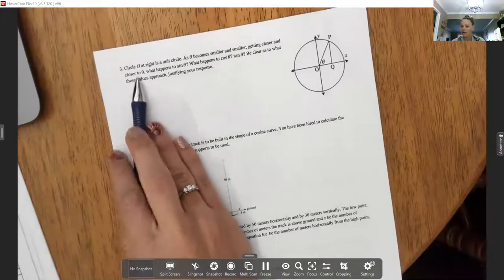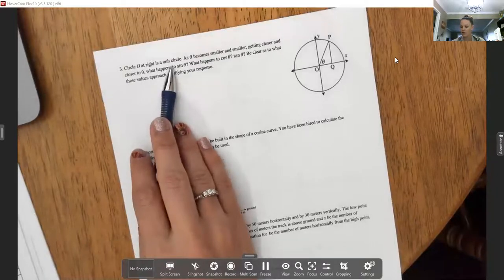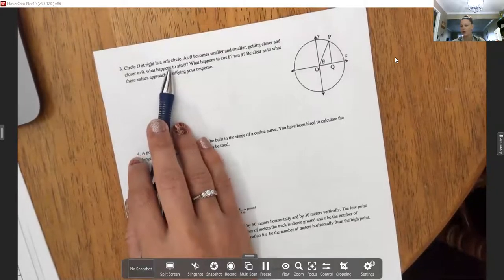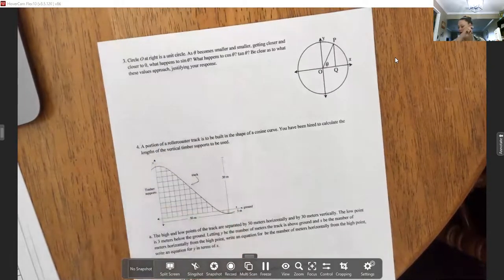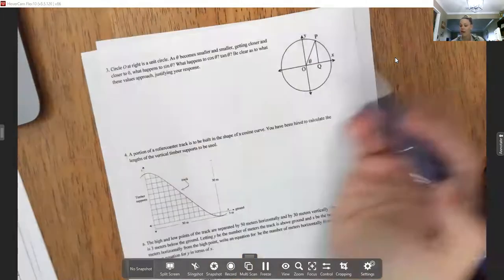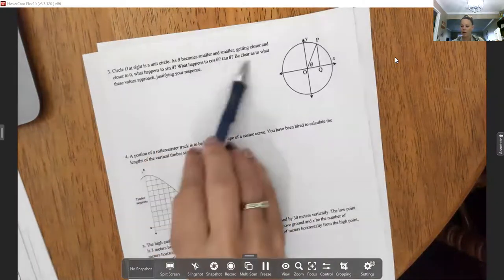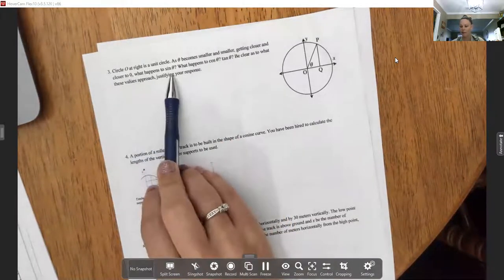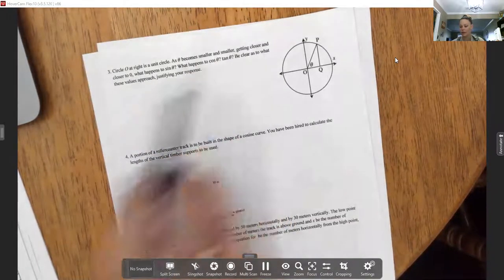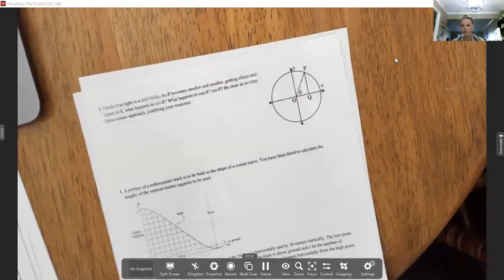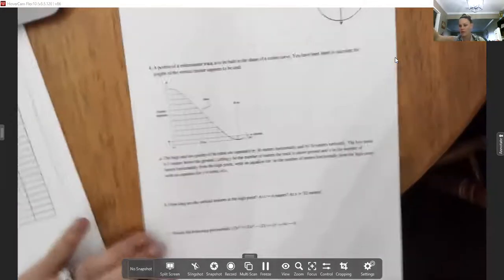It says circle O at right is a unit circle. So the fact that it's a unit circle tells us that the hypotenuse is 1. As theta becomes smaller and smaller, getting closer and closer to 0, what happens to sine of theta, what happens to cosine, and what happens to tangent? So we'll just start with one of those at a time.